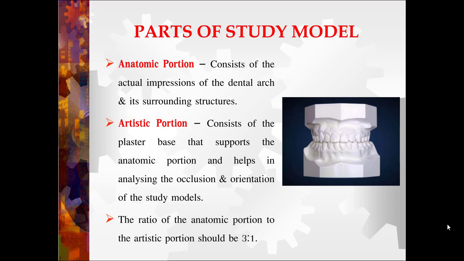About parts, two parts are there. One is anatomic portion, second is artistic portion. Anatomic portion consists of the actual impressions of the dental arch and its surrounding structures, that is, teeth and recorded vestibular depth in the impression. Artistic portion is made with the help of base former. It consists of the plaster base that supports the anatomic portion and helps in analyzing the occlusion and orientation of the study models. The ratio of the anatomic portion to the artistic portion should be 3:1.